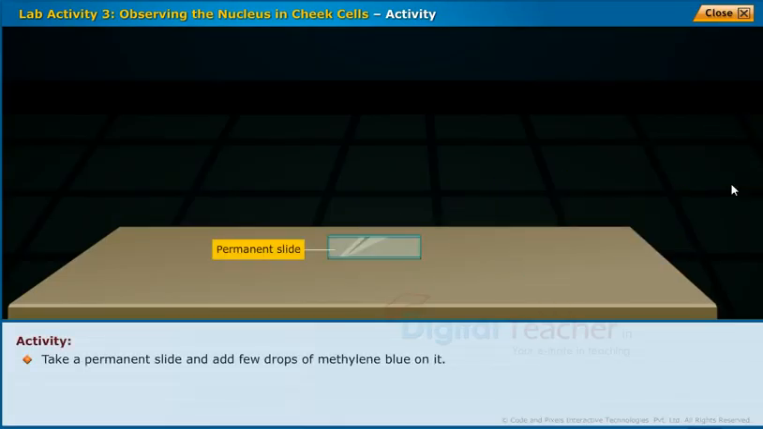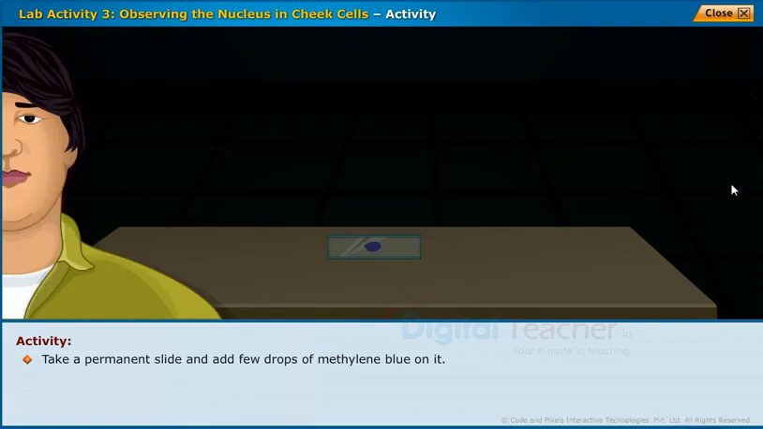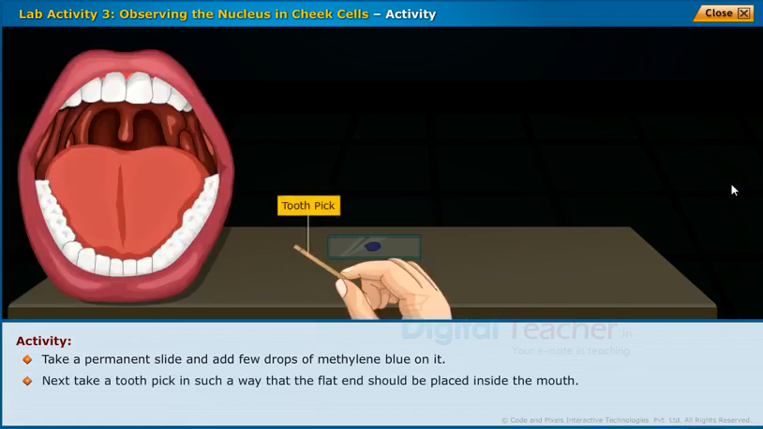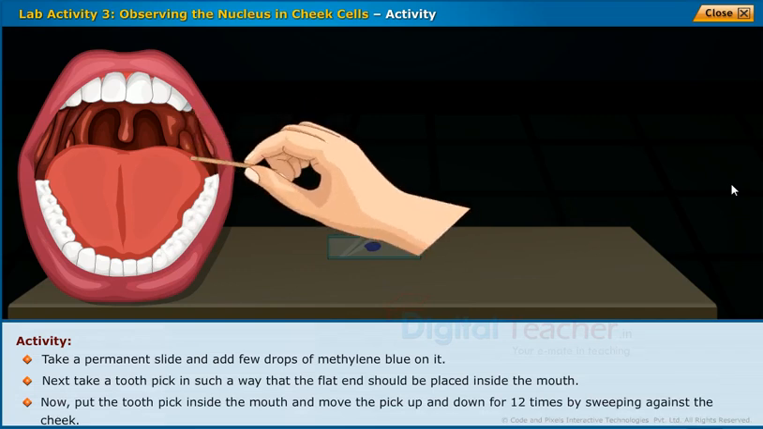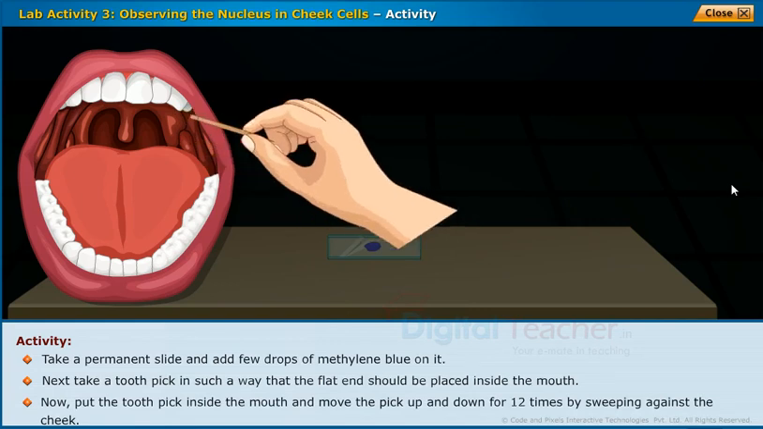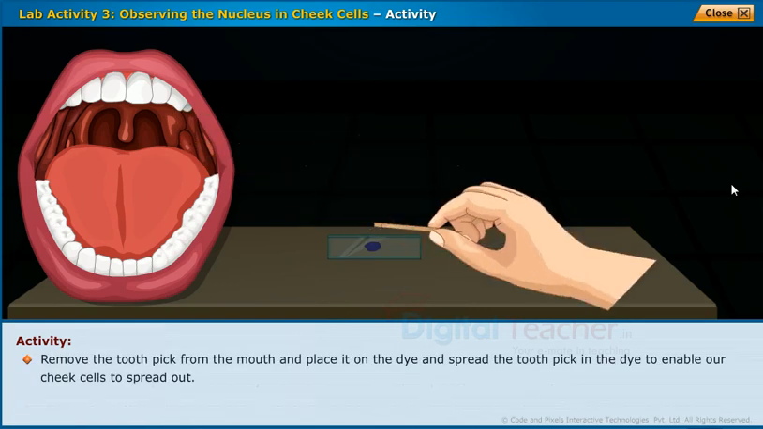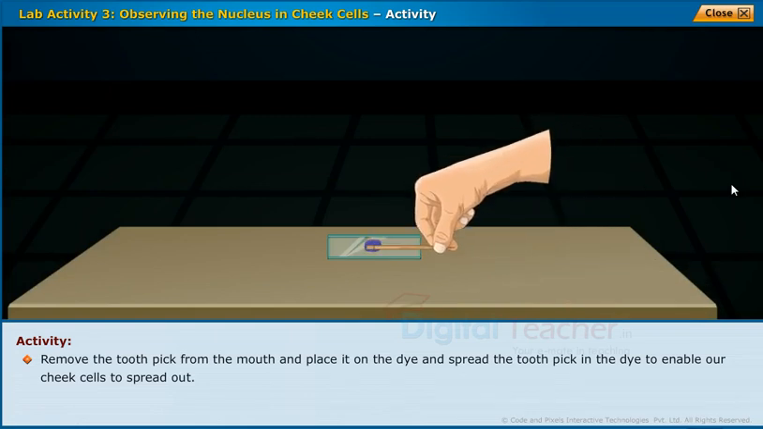Take a permanent slide and add a few drops of methylene blue on it. Now take a toothpick in such a way that the flat end is placed inside the mouth. Now, put the toothpick inside the mouth and move the pick up and down 12 times by sweeping against the cheek. Remove the toothpick from the mouth and place it on the dye and spread the toothpick in the dye to enable our cheek cells to spread out.